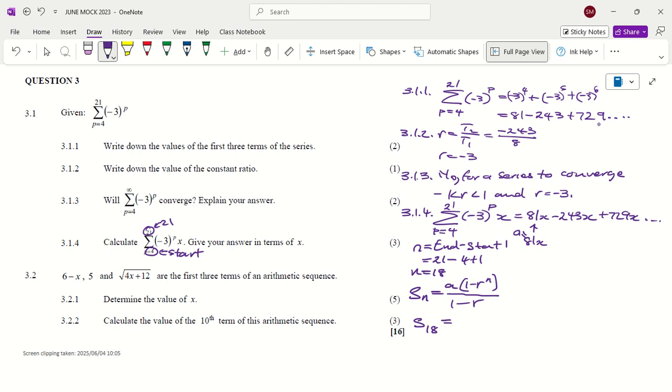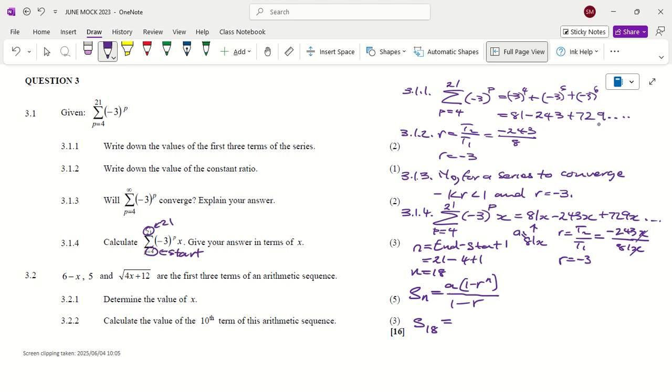And then the next thing that we need is R. Let's do T2 divided by T1. T2 is negative 243x over 81x. Then R is 243 divided by 81, which is negative 3, and x cancels with x.